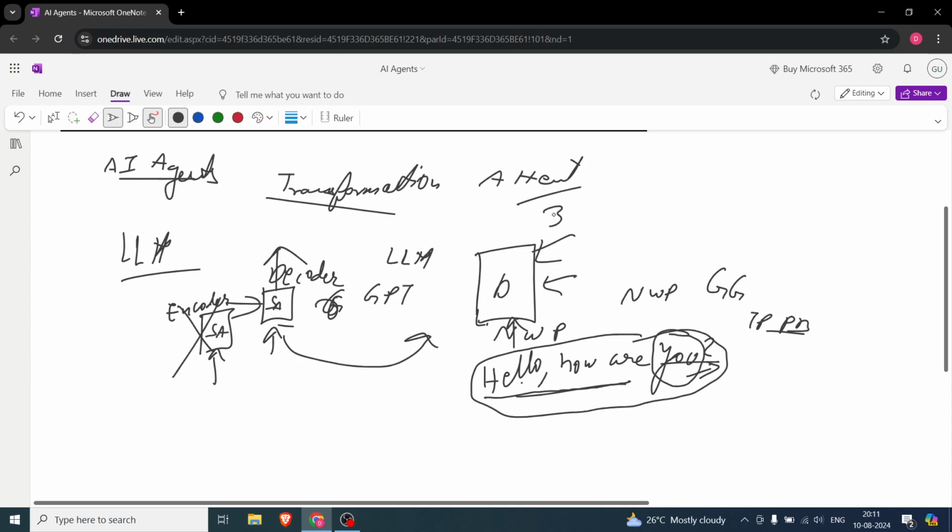These models have billions of parameters. So let's say 300 billion parameters, or sometimes, there was even a model called Gopher, which had over 1 trillion parameters. So they are very large language models. Okay, so what are AI agents?